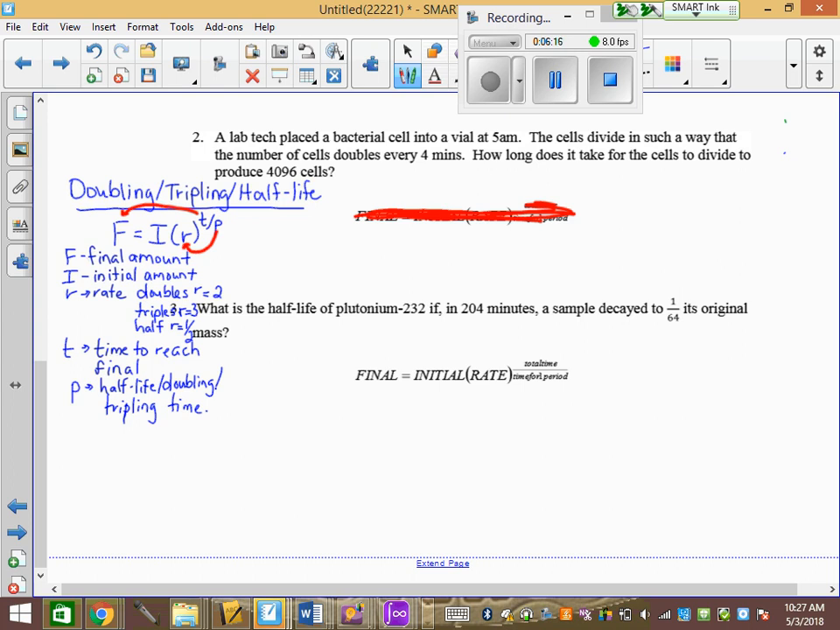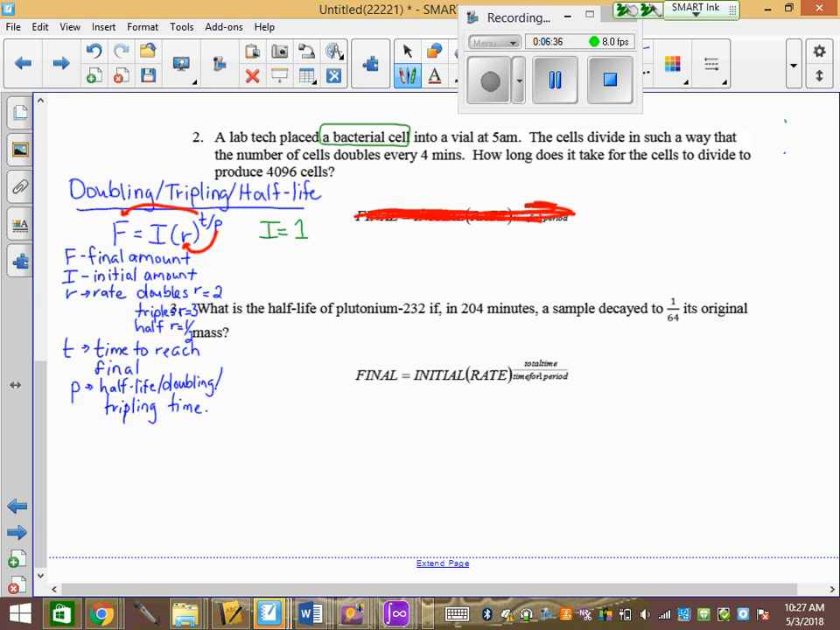Okay? So a lab tech placed a bacterial cell. Because they didn't put 1, most people miss this. A bacterial cell is 1. Which letter would that go for? The initial amount. So the initial amount we have is 1.